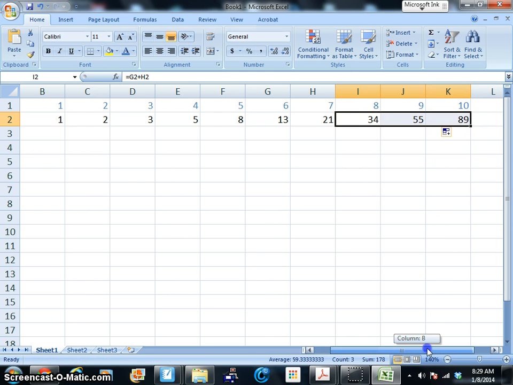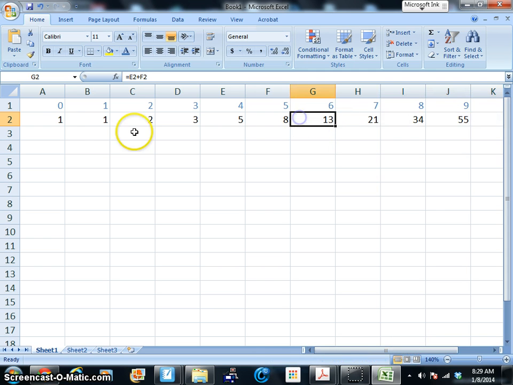As you can see, 89 was our last number. So these are Fibonacci sequences done through Excel. This is just like saying that this was A sub 1, this one A sub 2, A sub 3, and so on and so forth, all the way down to A sub 10. So you have to see how that works, and that's the basics of the Fibonacci sequence.